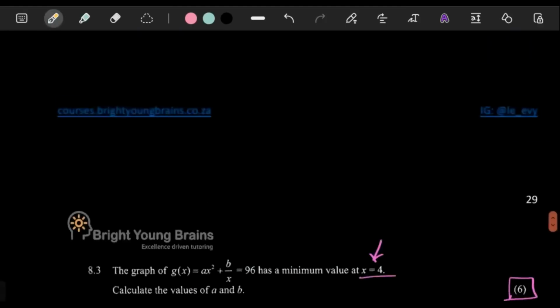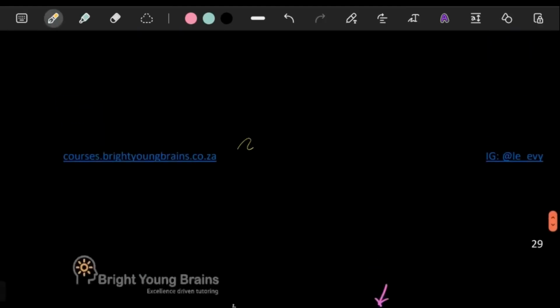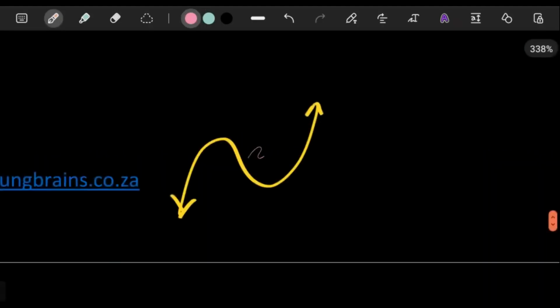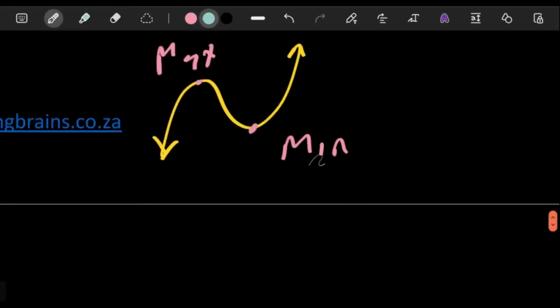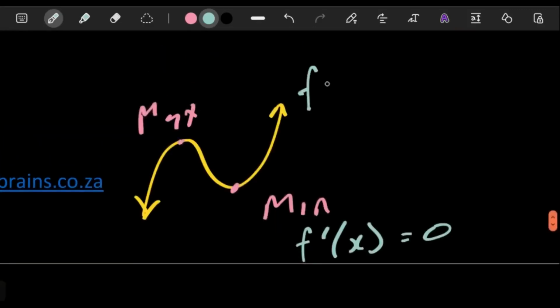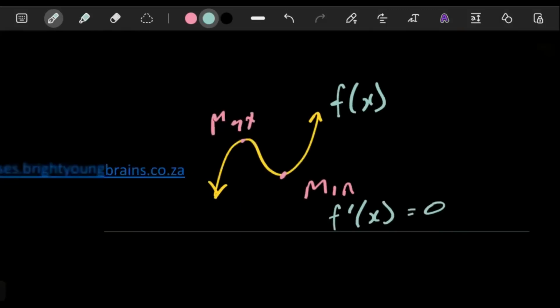Meaning, as an example, for some random example, if you have a cubic function, this is usually referred to as the minimum value. It's a minimum turning point, actually. This is referred to as a maximum turning point. So what you normally know is the minimum value is where the first derivative is equal to 0, provided that this is an equation of f of x.